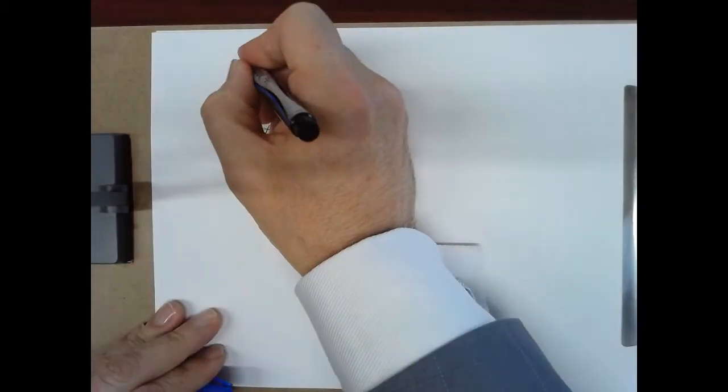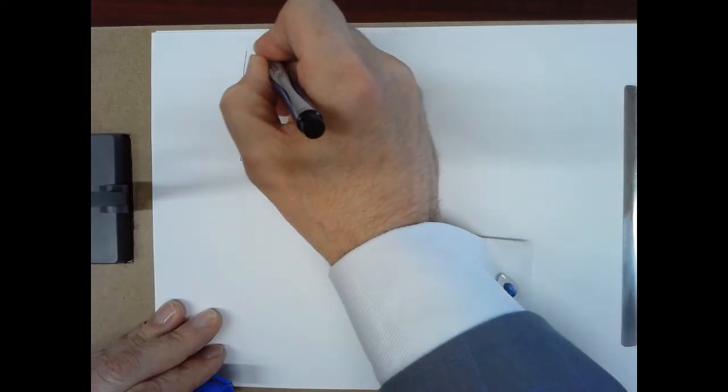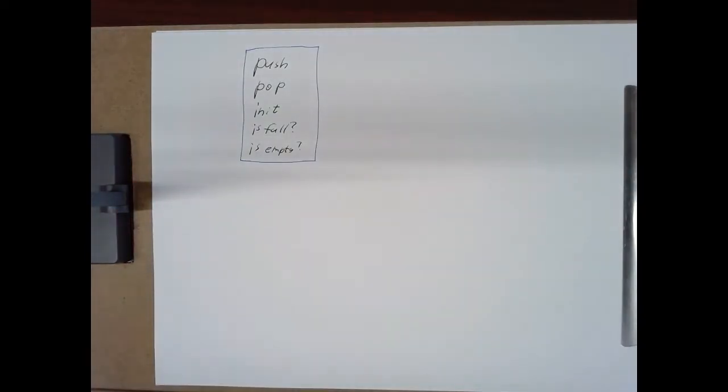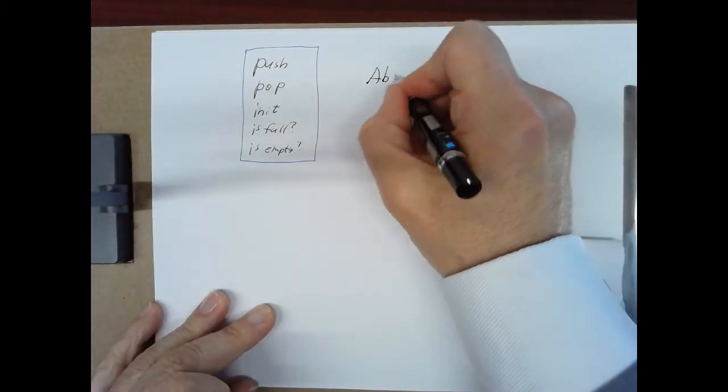And this isn't sacred, but for the sake of argument, these 5 routines are really all we need to work with a stack. And so this is getting into the idea of an abstract data type.